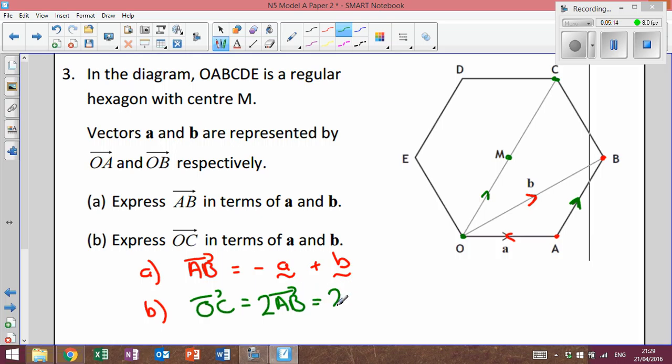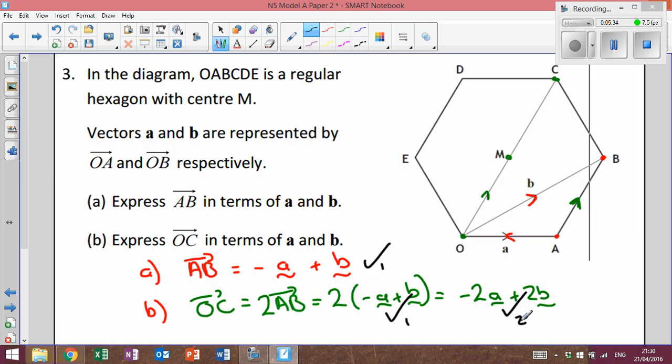So O to C is the same as two lots of A to B, which means two lots of minus a plus b, which means minus 2a plus 2b. And marks there: one mark just for part A. You're going to get one mark for knowing to multiply that by 2, either in that form or that form, and then a second mark for that one there.